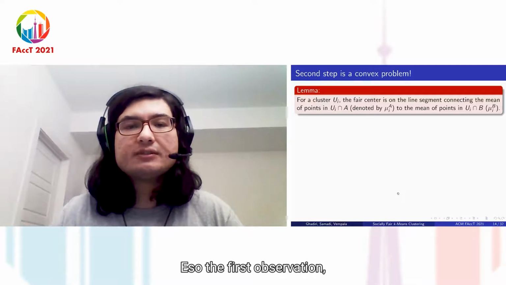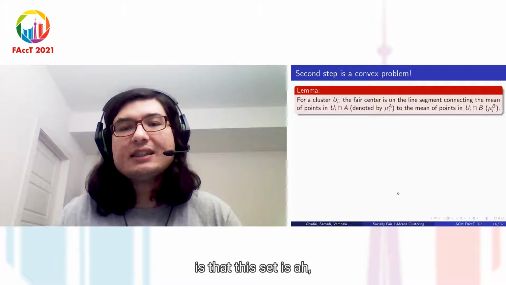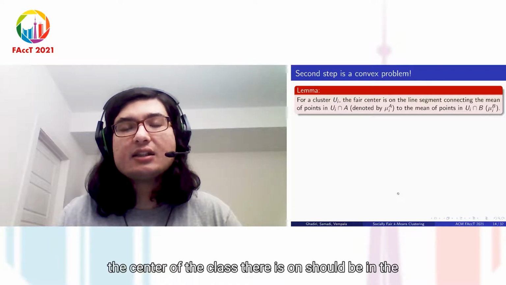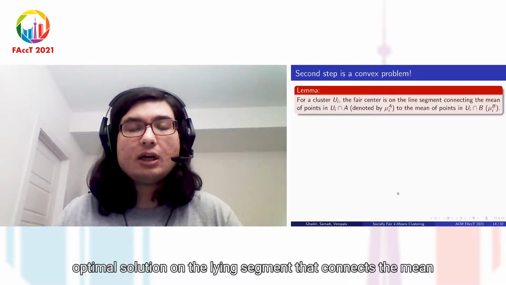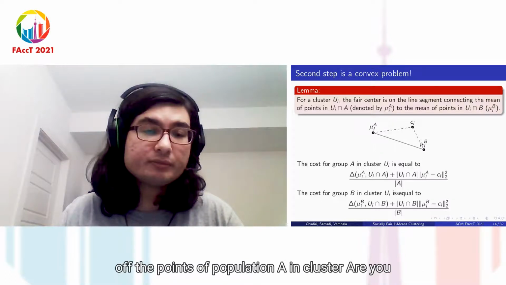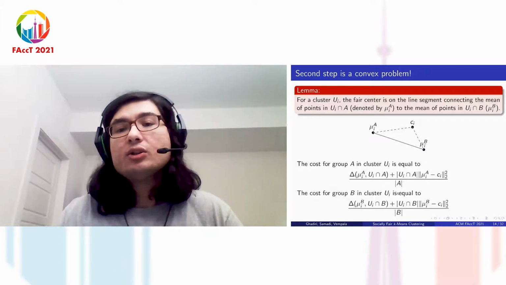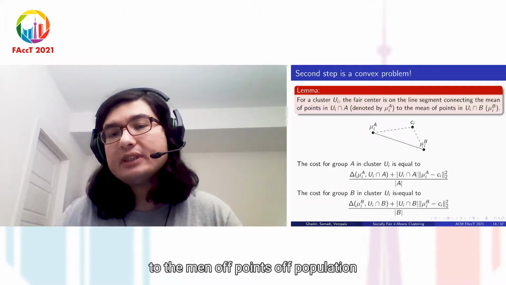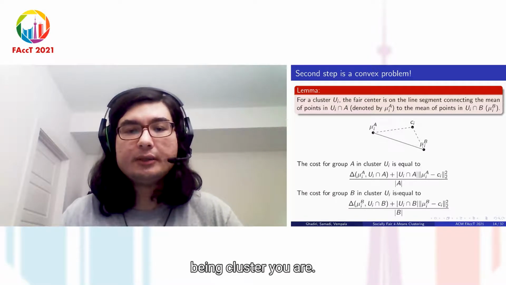So the first observation, as is stated in this lemma, is that the center of a cluster should be, in the optimum solution, on the line segment that connects the mean of the points of population A in cluster Ui to the mean of points of population B in cluster Ui.